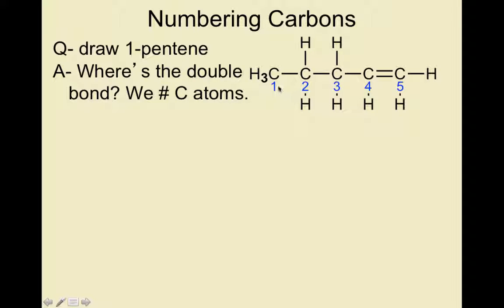If our carbons were numbered like this, my double bond would need to be here and not here because it said to draw one pentene. Now, is this drawn incorrectly as one pentene? It's not.